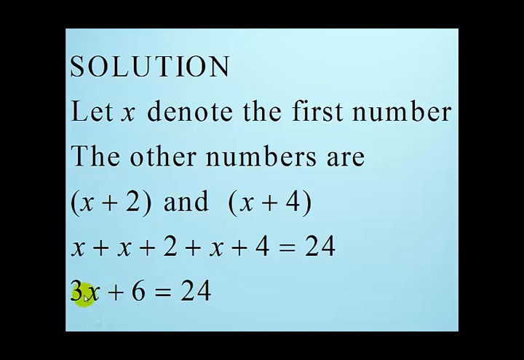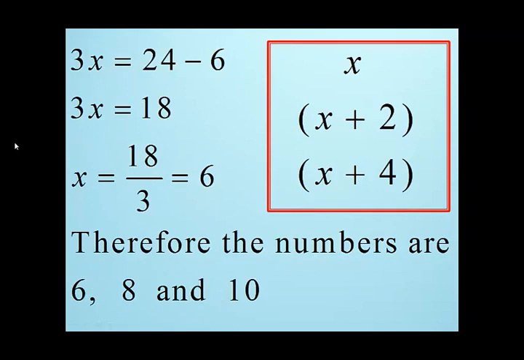Now solving for x, we have to group the constants on one side. And so plus 6 on the left hand side becomes minus 6 on the right hand side. Now let's proceed. 3x equals 24 minus 6, because plus 6 that was on the left hand side is now minus 6 on the right hand side, and 24 minus 6 is equal to 18. Now if 3x is equal to 18, how do we solve for x? We need to divide both sides by 3.